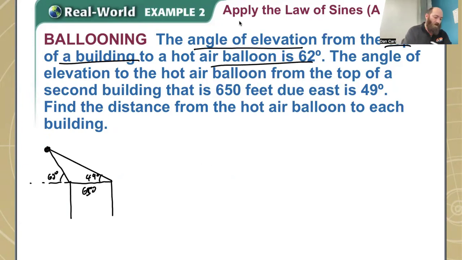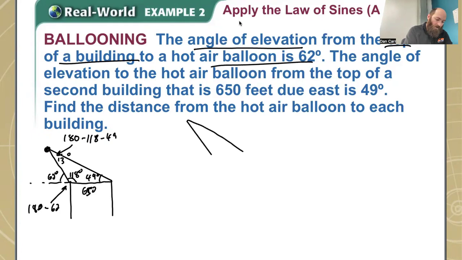We can fix this. So just like I did before, we're going to first do 180 minus 62. It's going to give me 118 degrees here. And then this angle here is going to be 180 minus 118 minus 49, and that gives me 13 degrees in that corner there. So here's my slightly different oblique triangle.